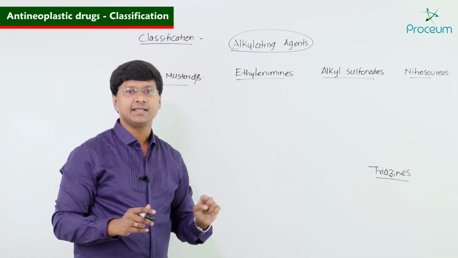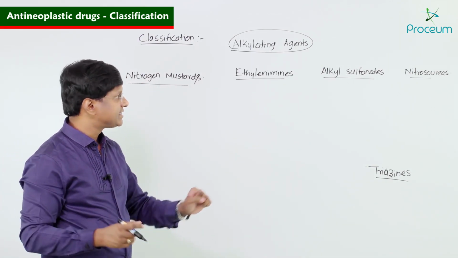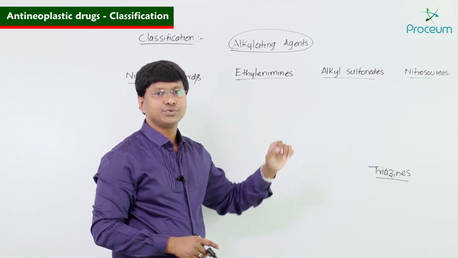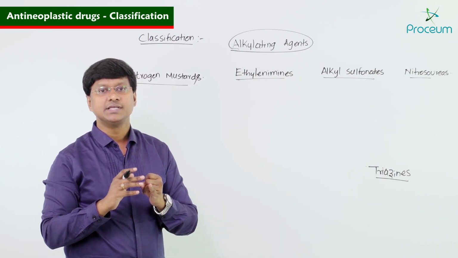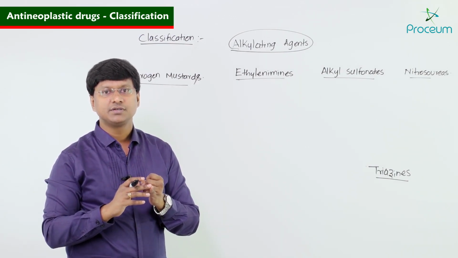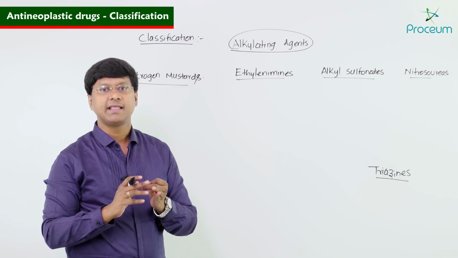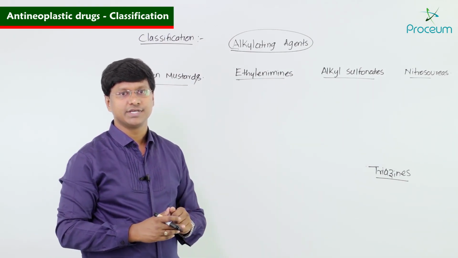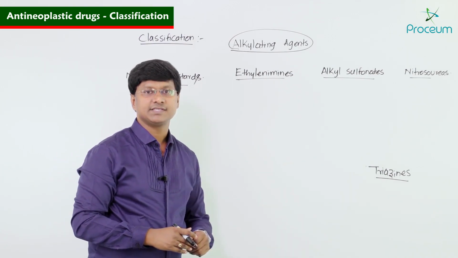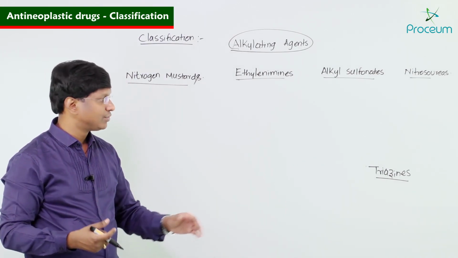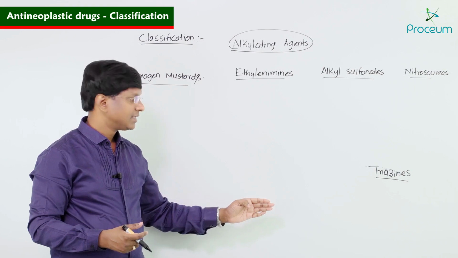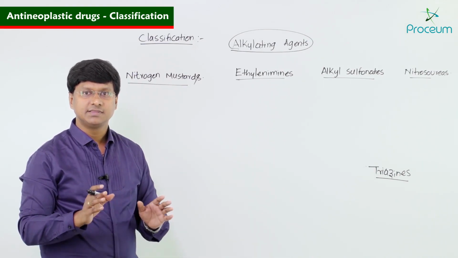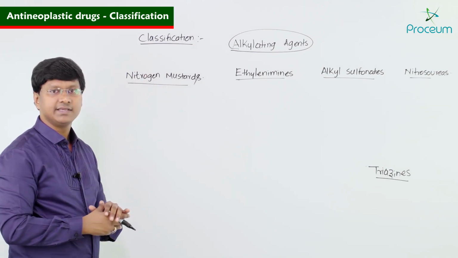Next you take alkyl sulfonates. Alkyl sulfonates include busulfan. And you take nitrosoureas. Nitrosoureas include carmustine, lomustine, and then streptozocin. They are your nitrosoureas. Next you take triazines. Triazines include procarbazine, dacarbazine, and then temozolomide. These are your alkylating agents.